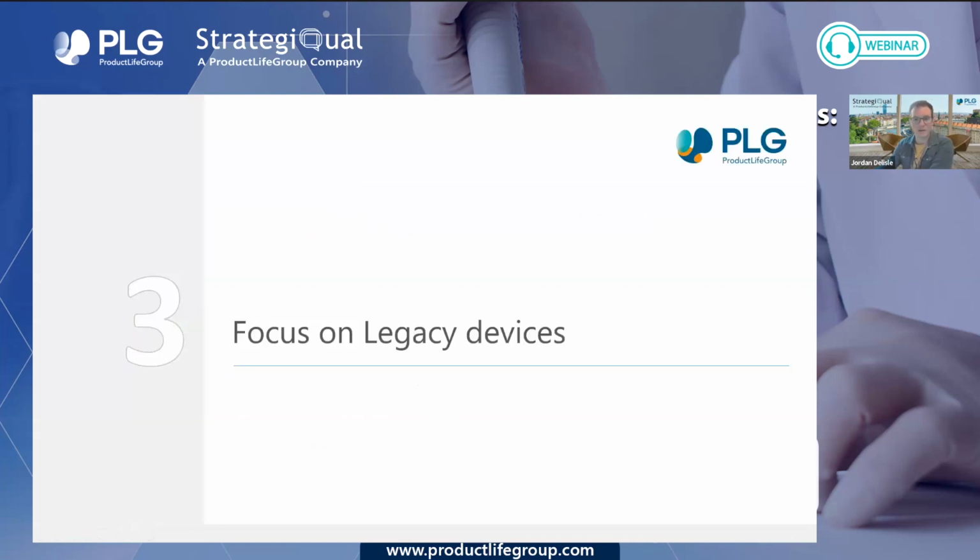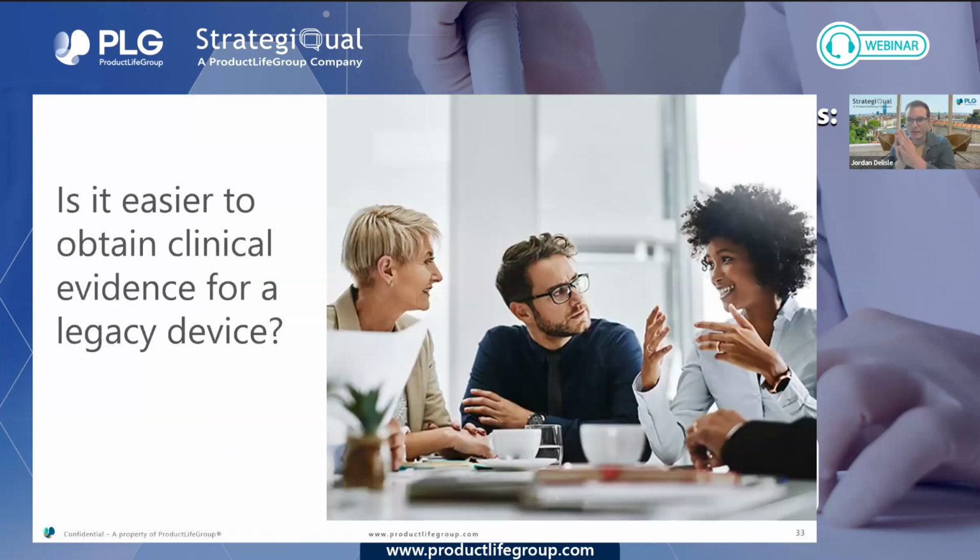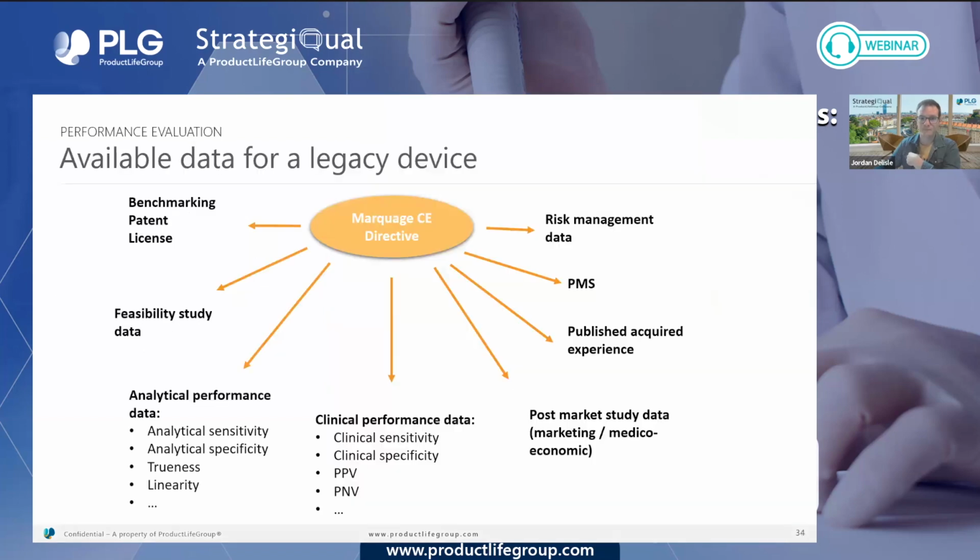Now let's focus on legacy devices. We've seen what is meant by performance evaluation and how to obtain clinical evidence that the device is safe and provides expected clinical benefits. We can ask whether obtaining clinical evidence is easier for a legacy device. When asked, is it easier to obtain clinical evidence for a legacy device? The answer is legitimately yes.